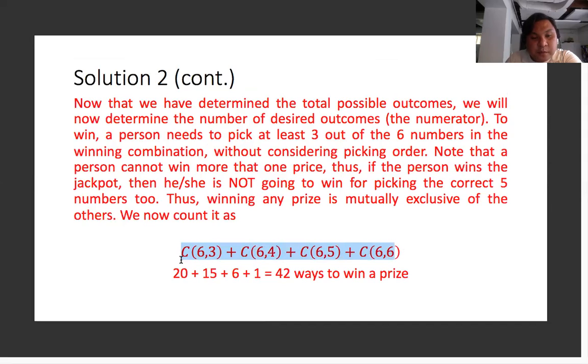Okay? Which of course breaks down to 20, so there are 20 ways for you to win getting 3 of the numbers correctly, 15 ways to win getting 4 numbers correctly, 6 ways to win if you get 5 of them correctly, and then there's only 1 way to win to get all 6 correct, which of course is logical. So there are only 42 ways to win a prize. So that's a very, very small probability, right?